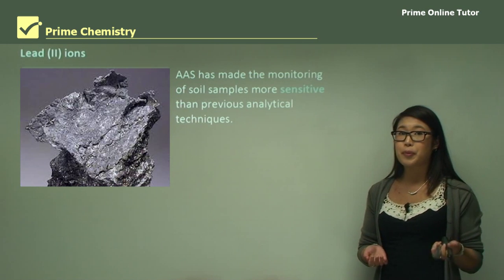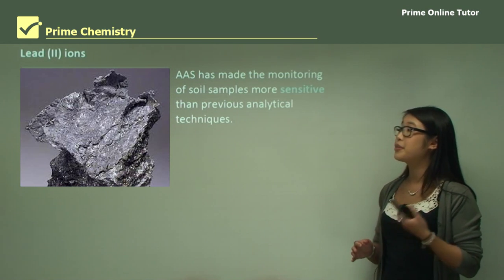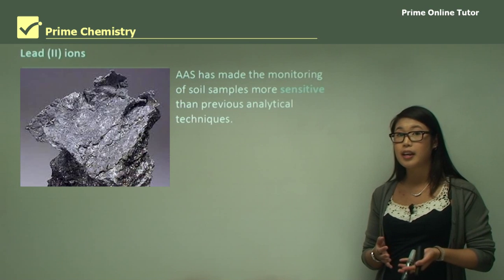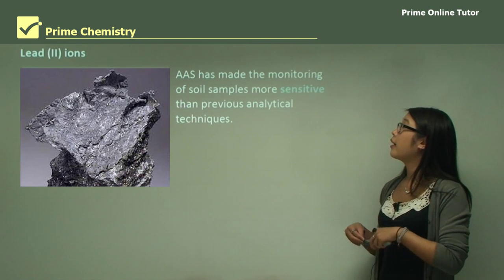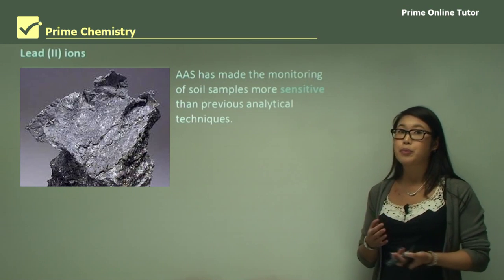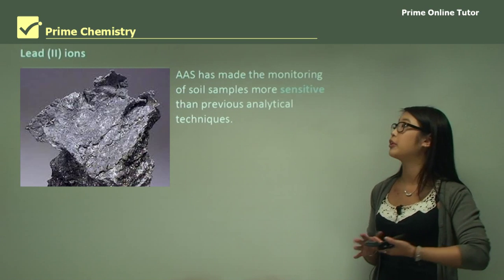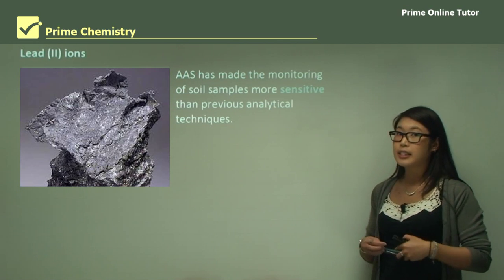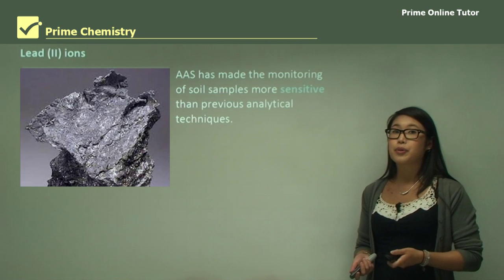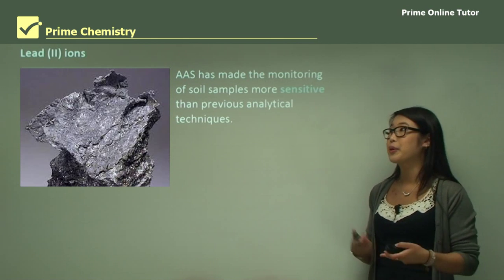So as we talked before about AAS, it's a way to monitor the amount of metal ions in a sample. And we can look at soil samples, water samples, any sample really. It's more sensitive than previous techniques, so that's why now it's used so extensively.